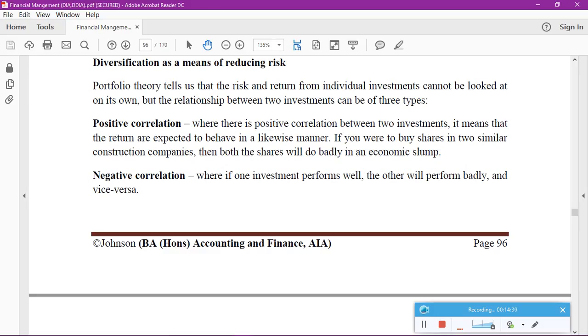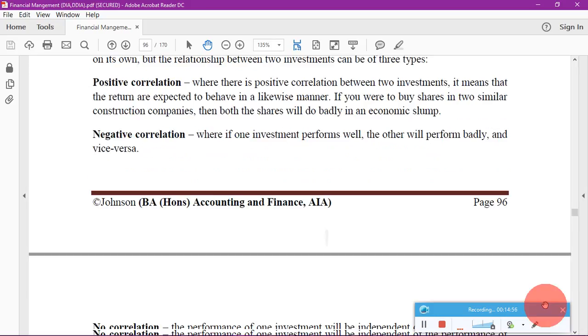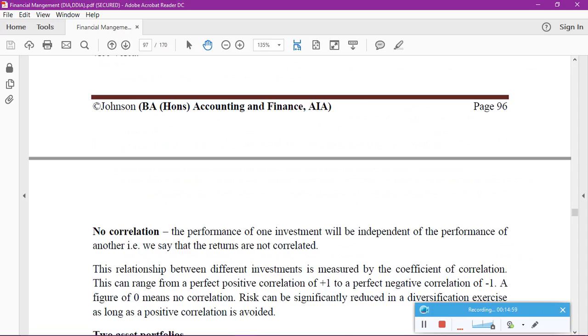How about negative? Vice versa, right? One goes up, the other one comes down. One goes up, the other one comes down. Vice versa, against each other. It does not follow, it goes against each other. How about no correlation? It can be anything, in other words. It can go up, it can come down, it can go up at the same time, it can come down at the same time, or maybe no change sometimes. It will be stagnant. So it's difficult to predict, in other words.